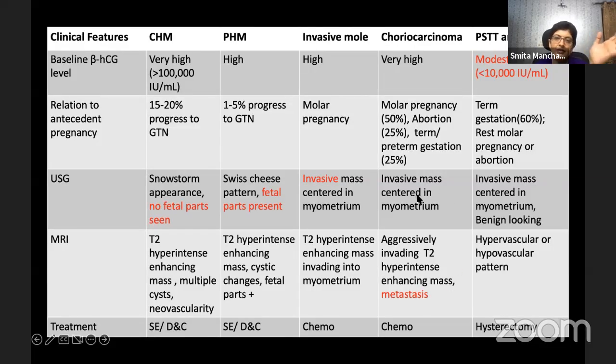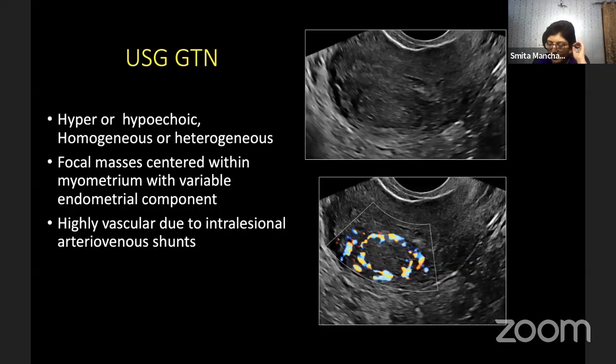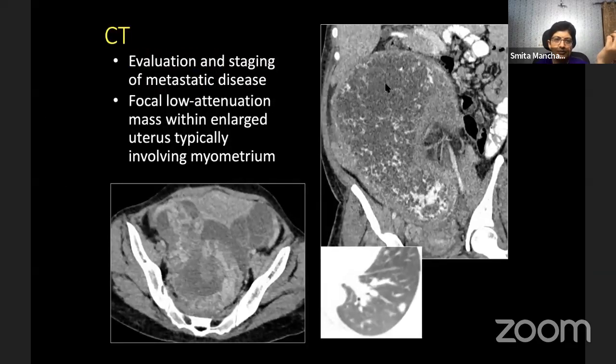And this is a very, very aggressive looking mass, which is intensely enhancing, and patients really present with excessive bleeding. So here again, chemotherapy, but with PSTT and ETT, it is very difficult to identify. Most of the times it's a post-op diagnosis, a histopath diagnosis. So here you can see again, predominantly, the cavity is separate, and this is within the myometrium. So this would be highly vascular because of the intralesional arteriovenous shunt. So this is the appearance.